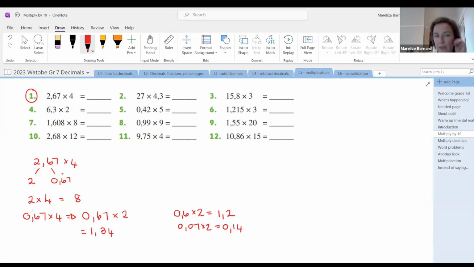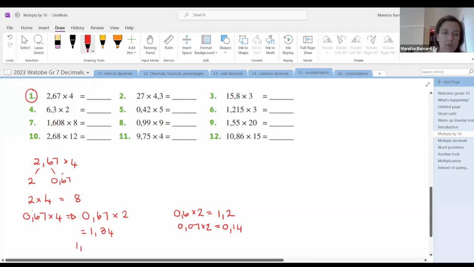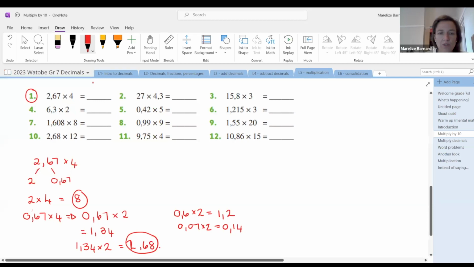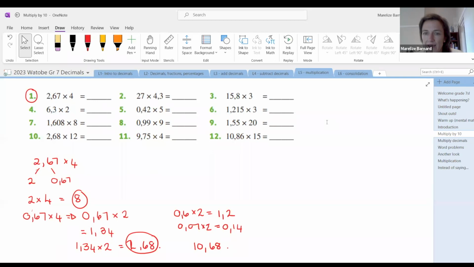So that will help me to figure out how to do 0,67 times by 4, because I'll just double it again. It's just double and double again. So 1,34 times by 2 gives me 2,68. So I'll take the 8 and the 2,68, put all of that together, that gives me 10,68. All right, so that's how we got the answer. That is 10,68. If you got it right, there we go.